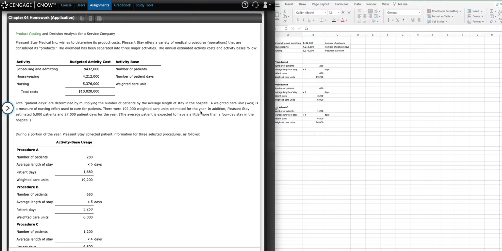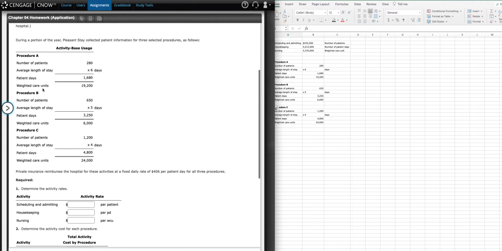In addition, Pleasant Stay estimated 6,000 patients and 27,000 patient days for the year. The average patient stay is expected to be a little more than 4 days in the hospital. During a portion of the year, Pleasant Stay collected patient information for 3 selected procedures as follows, by procedure A, B, and C.